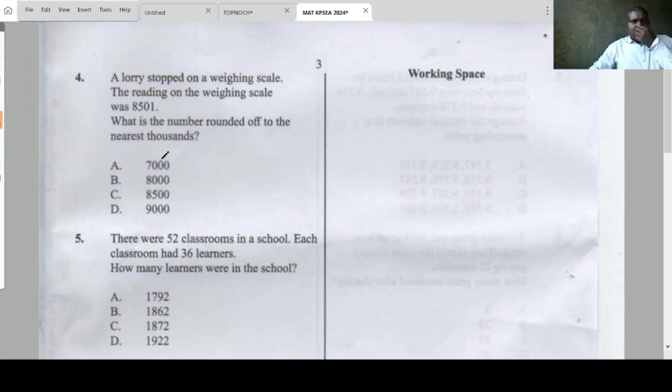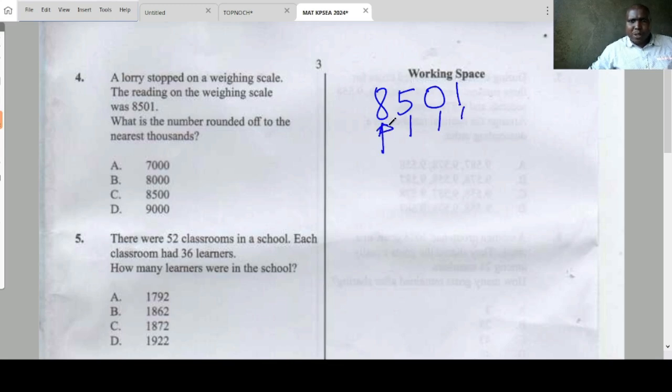A roll stopped on a weighing scale. The reading on the scale was this. What is the number rounded off to the nearest thousand? Rounding off of numbers. 8501. Round off to the nearest thousand. So this is ones, tens, 100, 1,000. So this is the thousand.